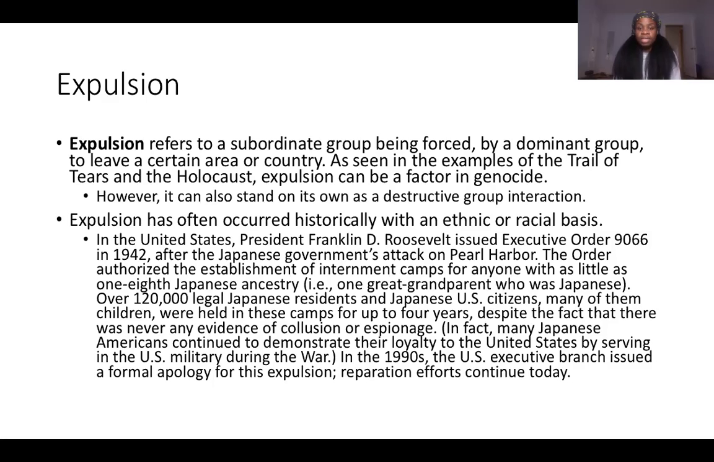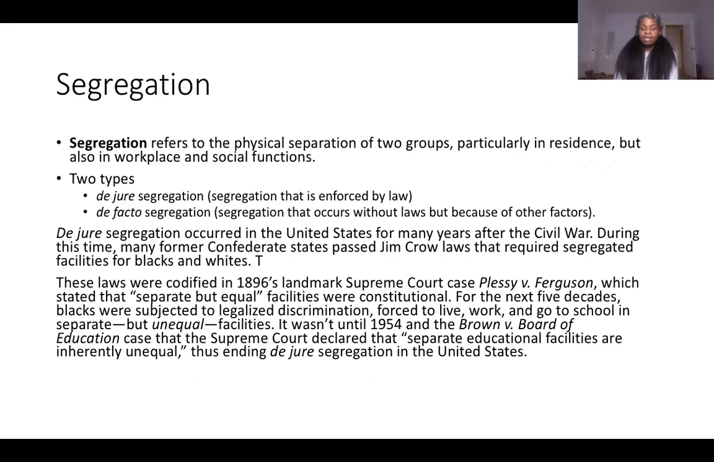So the United States, again, is known for the Japanese internment camps. And again, before the Japanese internment camps, it did go through a period of expulsion in 1942. Okay. So also that is listed in the book. Please go over that. And we also have segregation. Segregation refers to the physical separation of two groups, particularly in residence, but also in the workplace and social functions.